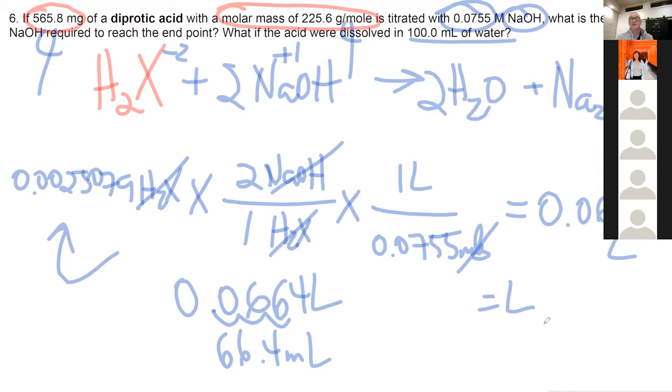I mean, the molar mass is not going to change regardless of what we do. It's not the molar mass we're interested in. When we're doing a titration, what are we interested in? What are we generally calculating?